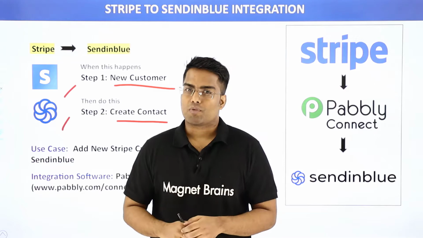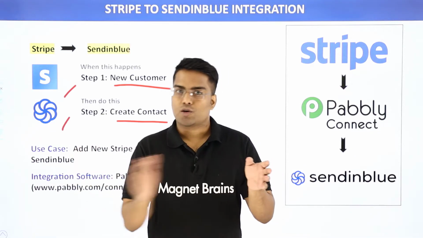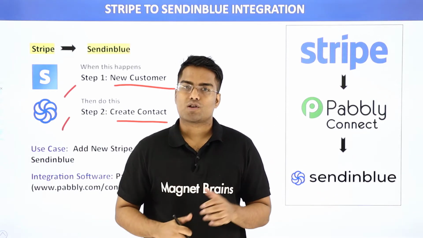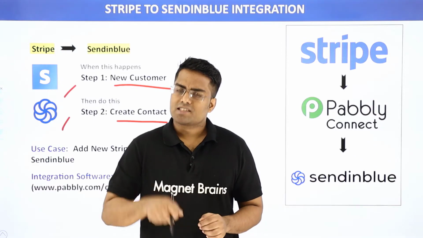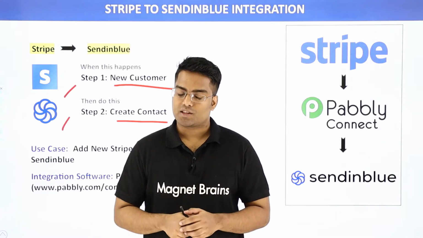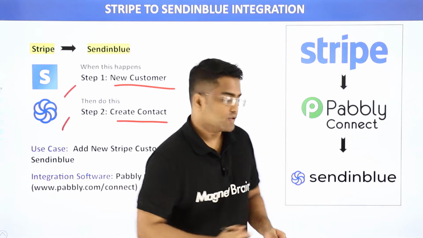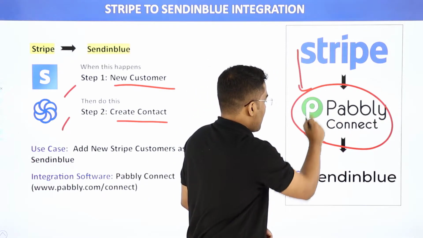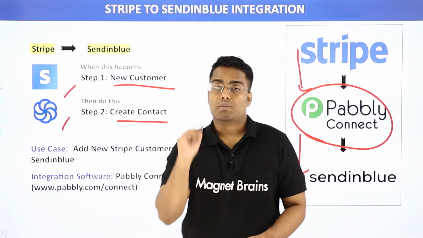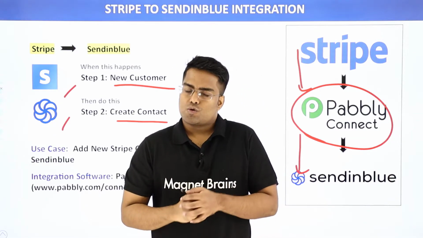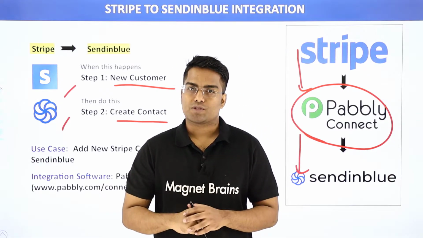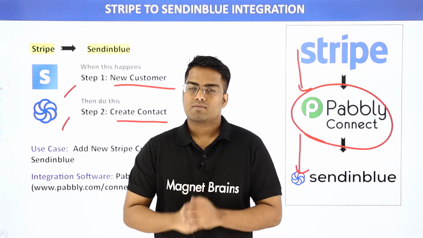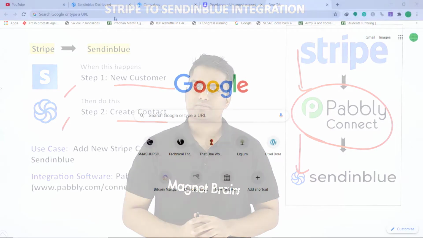But there is one minor problem. Stripe and Sendinblue are two different applications. Hence there is no data flow between them. So in cases like these, we need to bring a third app to connect them both. So in this video, we will use Pabbly Connect to integrate Stripe and Sendinblue. And the best part of using Pabbly Connect is there is no need for coding skills or programming language. It can be done in 2 easy steps. Let me show you on my screen.